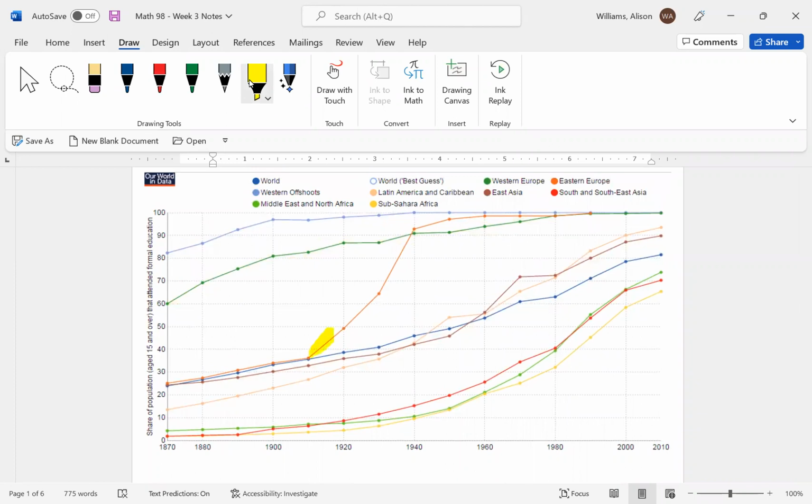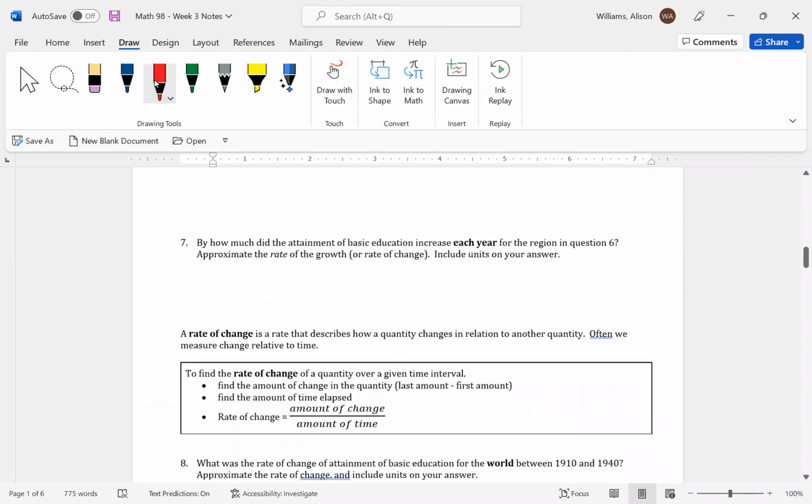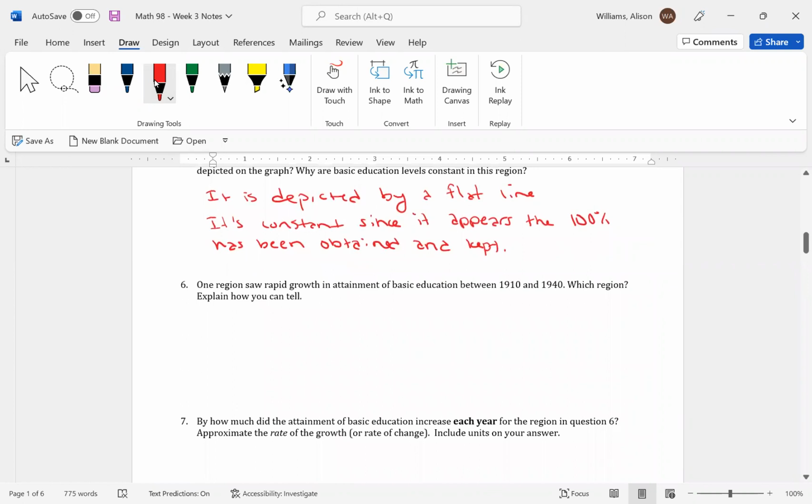this little stretch right here. From here to here, it is very steep, how rapidly it's increasing. And that is 1910 to 1940. So that particular region is Eastern Europe. And so let's write that down. So they asked, first of all, what the region was. It's Eastern Europe.